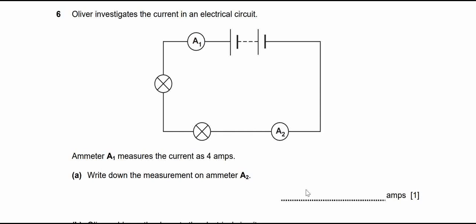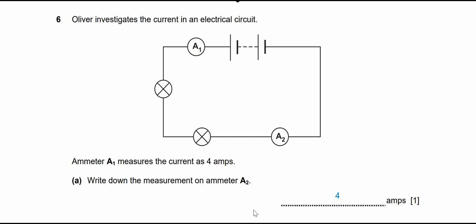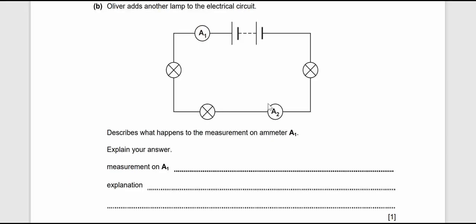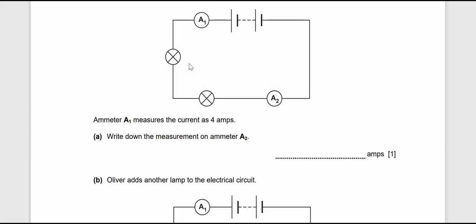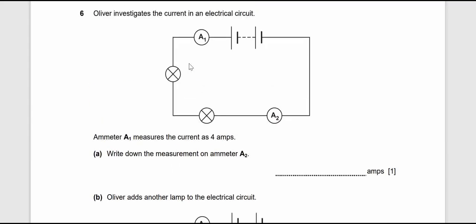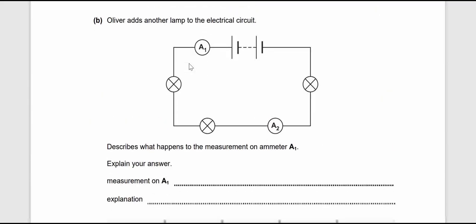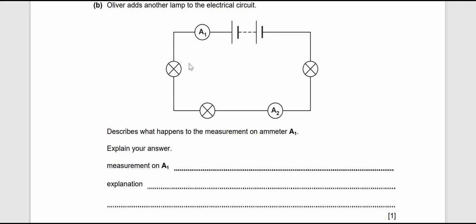Okay, time up, guys. So let's check out the answer. It's 4, the same, because A1 and A2 are in the same loop, in series. Next, question 6b. Oliver adds another lamp to the electrical circuit. Describe what happens to the measurement on ammeter 1. From 2 bulbs, now it becomes 3 bulbs here. So what happened to the measurement on A1, and explain?